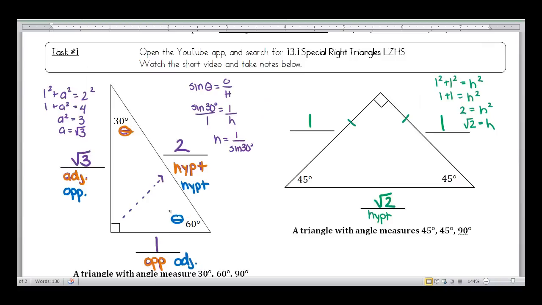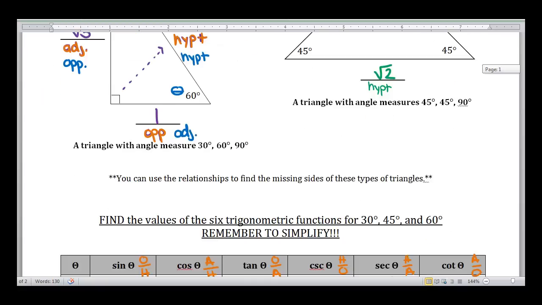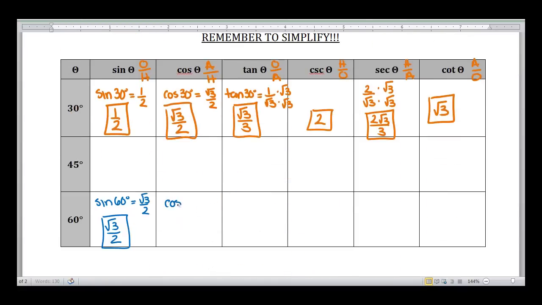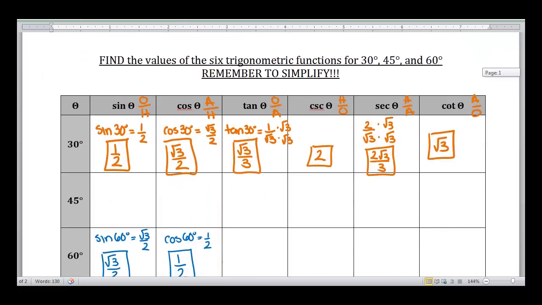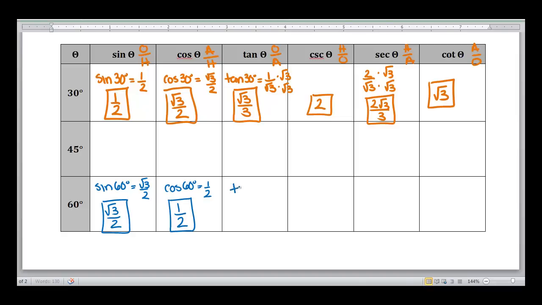If I wanted to do the cosine of 60, that's the adjacent, 1, over the hypotenuse, 2, so 1/2. And if I wanted the tangent of 60, I need to take the opposite side, root 3, over the adjacent side of 1. Root 3 over 1 simplifies to just root 3. Again, I can do the reciprocals for each of the other functions.